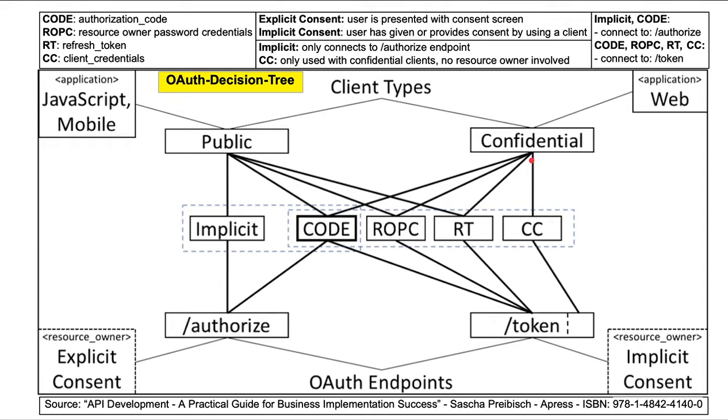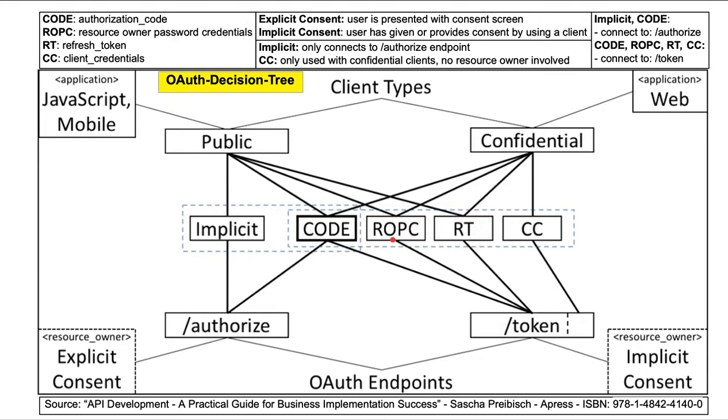And if you follow this line, you will see that the client credentials flow ends up right at the right hand side of this box. And I've tried to indicate that where this line here states there's an implicit consent given by a resource owner, and that is not the case for the client credentials flow because there's no user involved, but it's still connecting to the token endpoint.